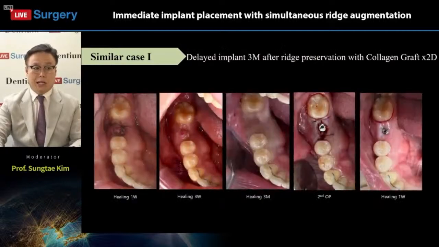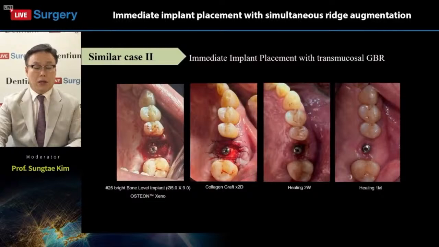If you see the healing after 1 week, it has healed beautifully already, the soft tissue healed beautifully. At 3 weeks it is almost healed outside, and we wait until 3 months and place the implant, and we make the restoration after 4 weeks or 6 weeks.